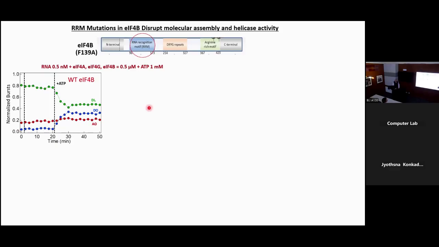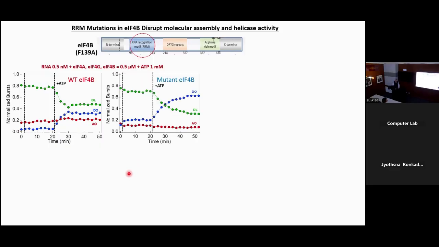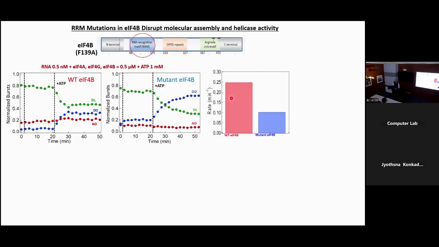And the binding motif of the RNA to the protein is important for that activity. So here's what happens if we use this mutant F139A. You see the activity is slower. And you can see here, this is the rate of the activity. So it's significant if it can't bind the RNA as well.